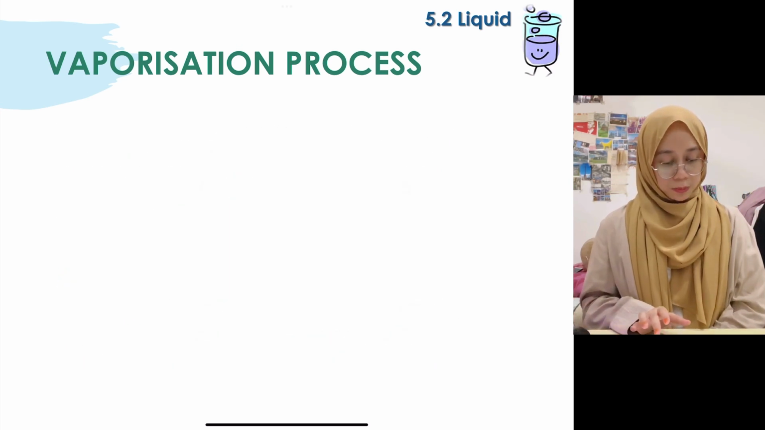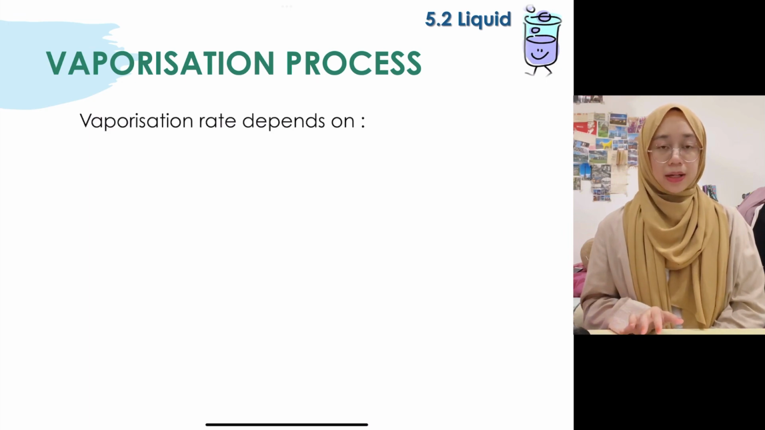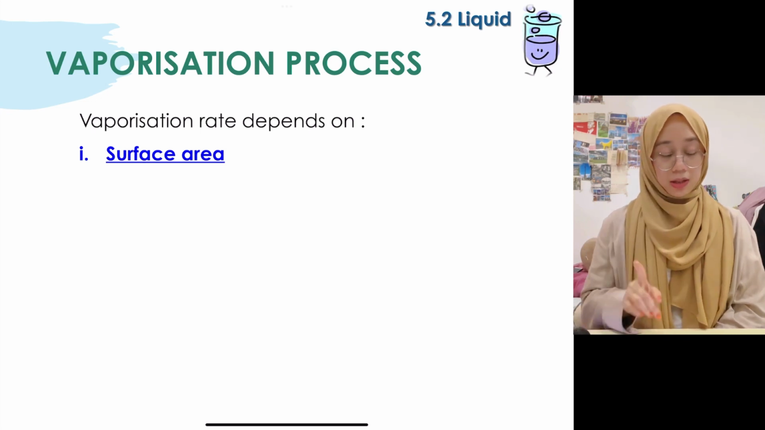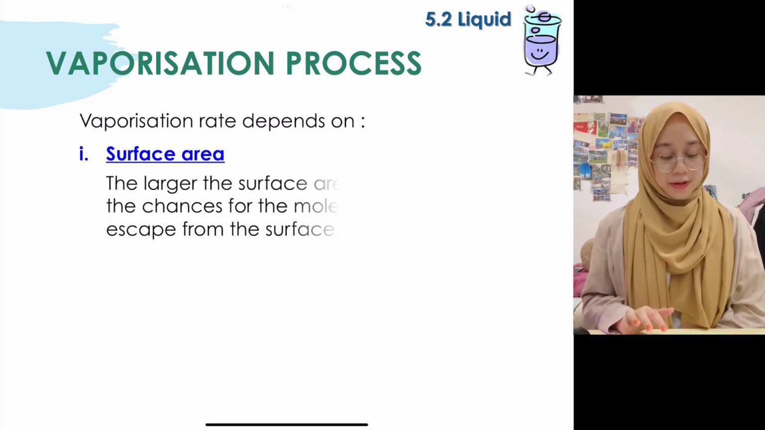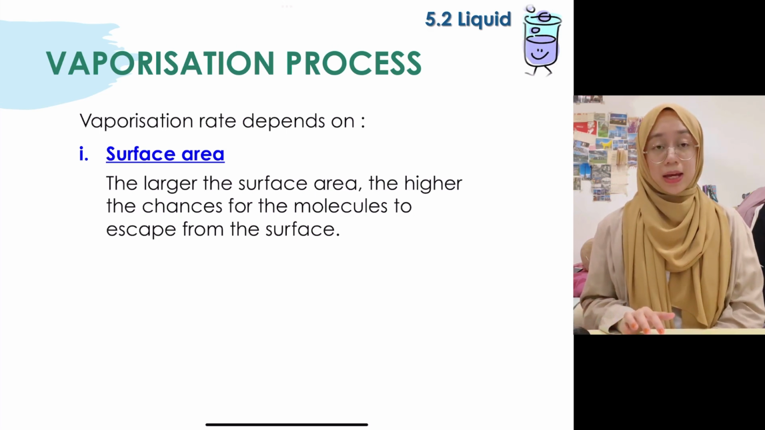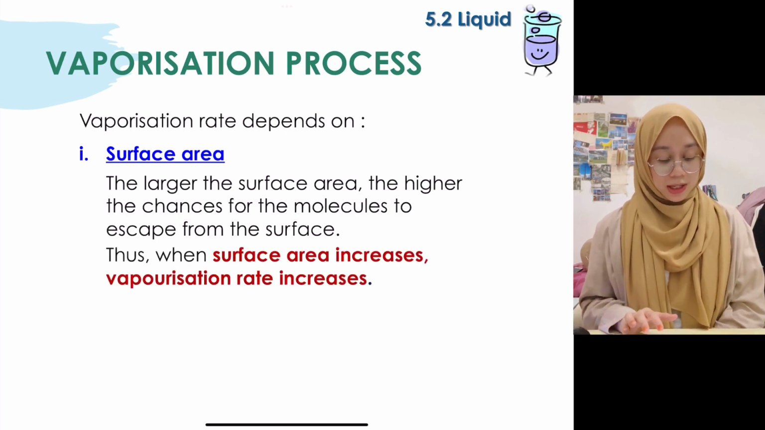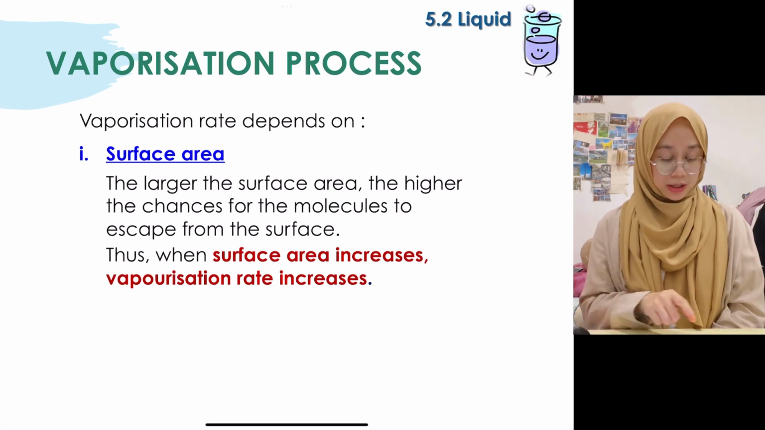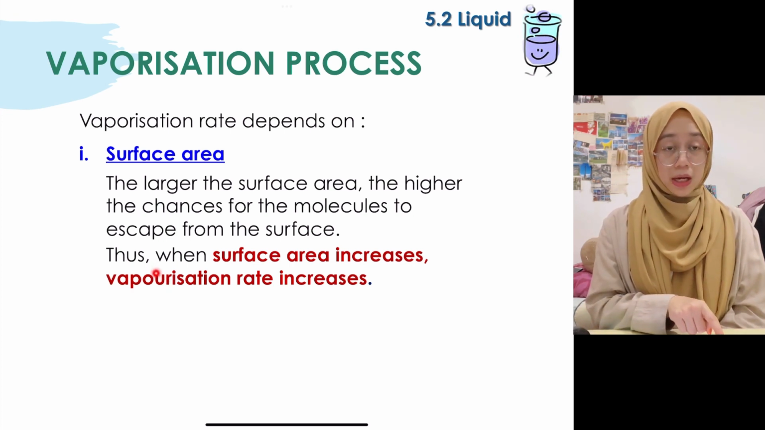Okay, so vaporization rate, it depends on a few factors lah. Ada 3 factors in total. The first one kita akan tengok in terms of surface area. So the larger the surface area, the higher the chances for the molecules to escape from the surface. So thus, when the surface area increases, vaporization rate increases. Okay, ni typo sebenarnya. There shouldn't be any U dekat sini.